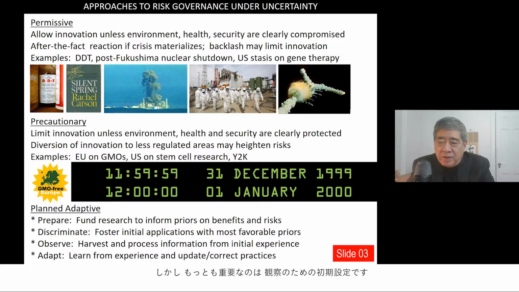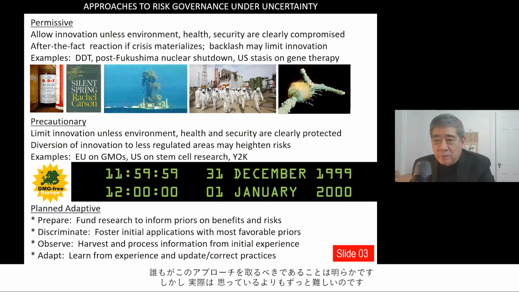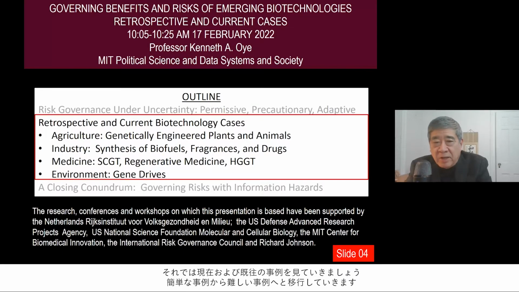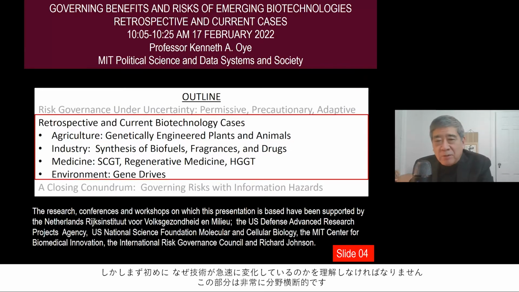But most critically, set up in the beginning to observe, set up in the beginning to adapt and learn from experience, to update and correct practices. This approach is a no-brainer. It's obvious that one should do this, yet in practice, it's a little bit more difficult to do than one might believe. So let's go through some current and retrospective cases, and I'm going to work from the easier cases toward the harder ones. But to begin, we have to understand why technology is changing rapidly.